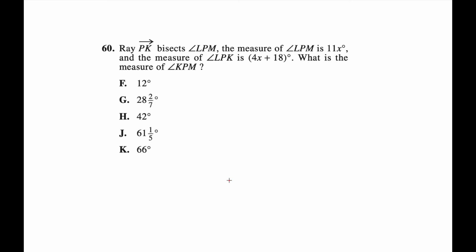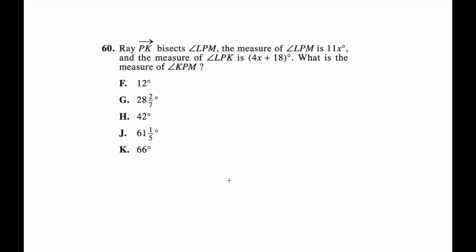Question 60 says that ray PK bisects angle LPM. The measure of angle LPM is 11x degrees, and the measure of angle LPK is 4x plus 18 degrees. What is the measure of angle KPM? And as answers, we have angle measurements ranging from 12 degrees all the way to 66 degrees.